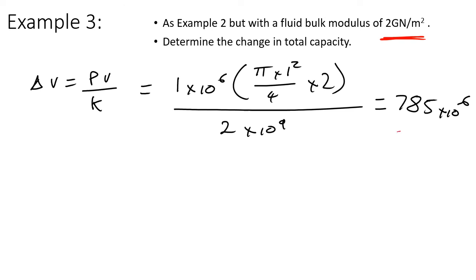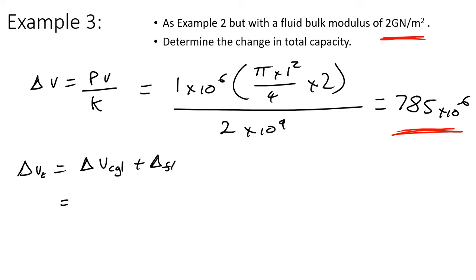Just think about that for a second. This 785, it's actually going to be a minus value, isn't it? It's going to compress. The fluid is actually going to take up less space when it's under pressure. So effectively our total change in volume, I'll give a little T for total, is going to be our change in volume of the cylinder plus our change in volume of the fluid.